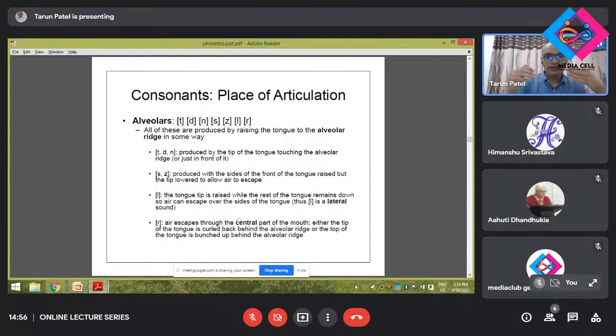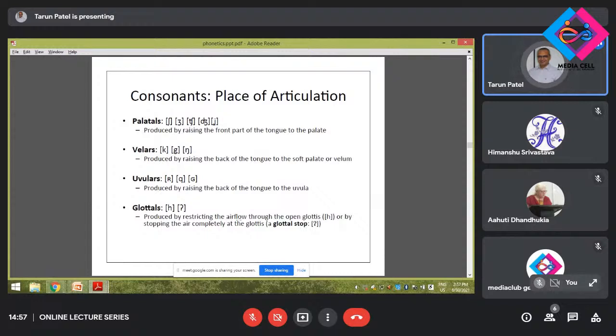Similarly, when we say l, the tongue tip is raised while the rest of the tongue remains down so air can escape over the sides of the tongue. And that's how lateral sounds are made, right? And the r sound is one wherein the air escapes through the central part of the mouth, r, right? Where your tongue is in the resting position. So either the tip of the tongue is curled back behind the alveolar ridge or the top of the tongue is bunched up behind the alveolar ridge.